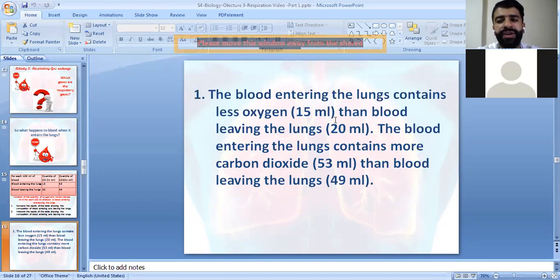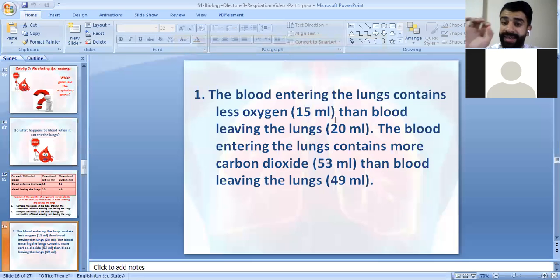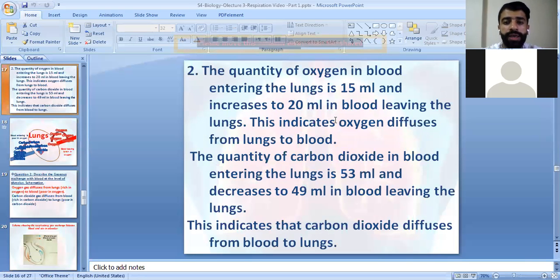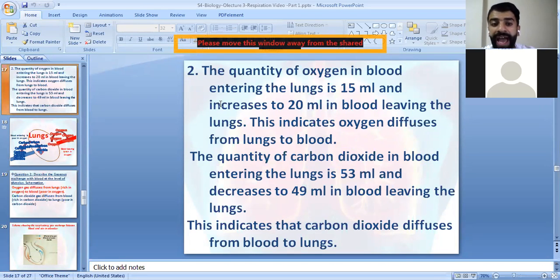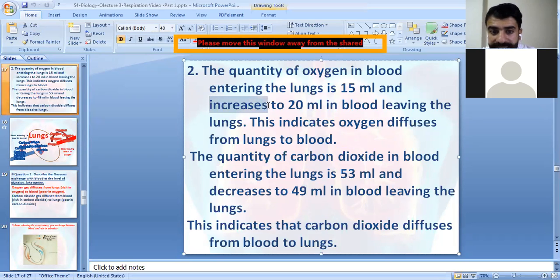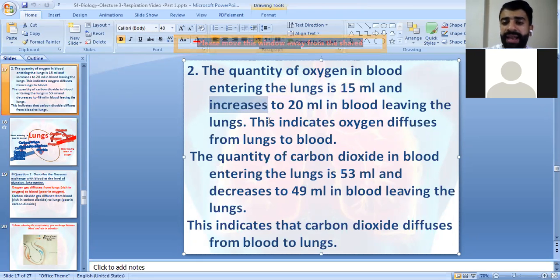You don't have to say increase or decrease. Increase or decrease is used in the case of analysis. Interpret: the quantity of oxygen in the blood entering the lungs is 15 milliliter, and it increases. Pay attention here, we say increases. So increases is used in the analysis. Higher or lower, greater than, less than, is used in the comparison. And it increases to 20 milliliter in the blood leaving the lungs.